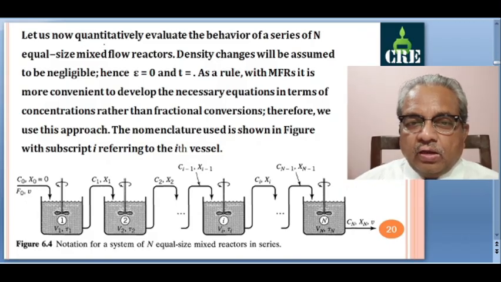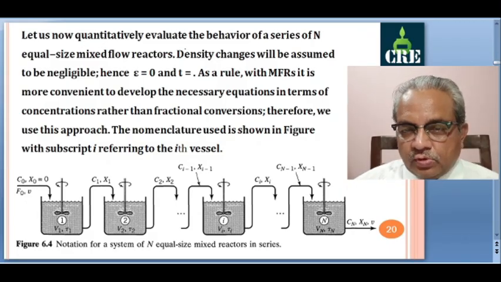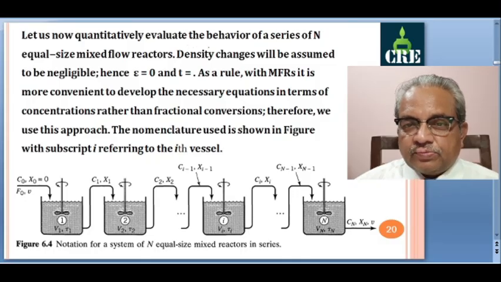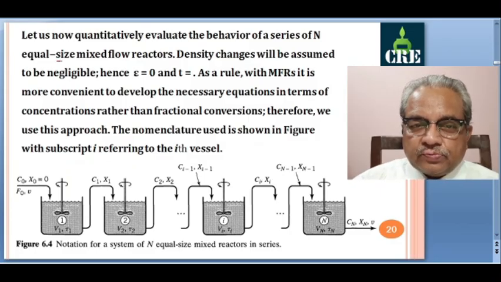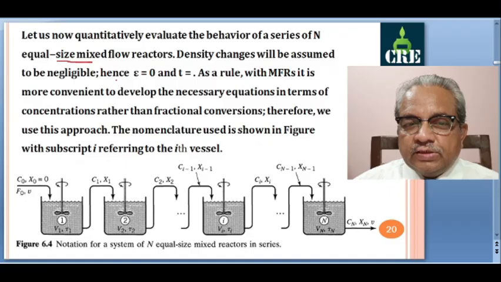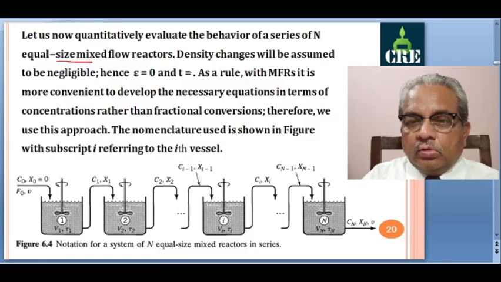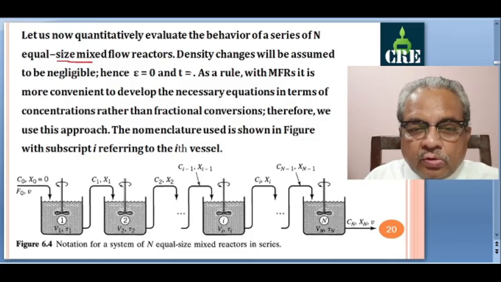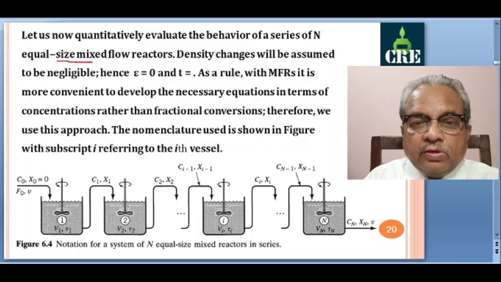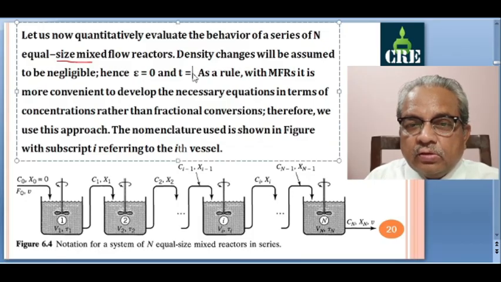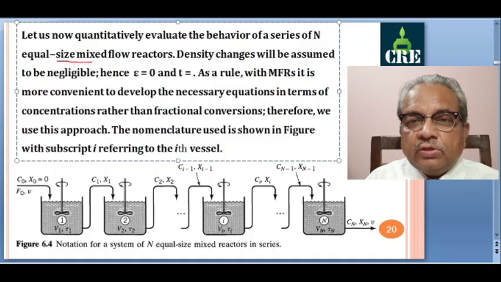So we will analyze this quantitatively. Earlier we have seen qualitative analysis. The behavior of reactors of n equal size mixed flow reactors. Equal sized. Okay. Density changes negligible. We are assuming it as negligible. T is the same as tau here. Okay, this tau is missing. I will place this tau here.